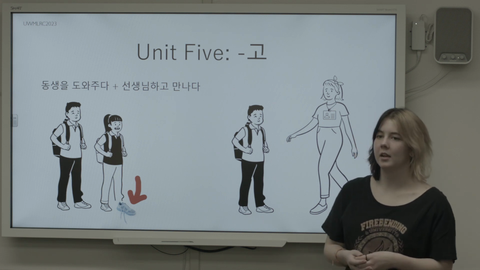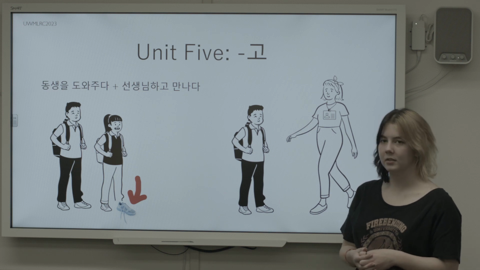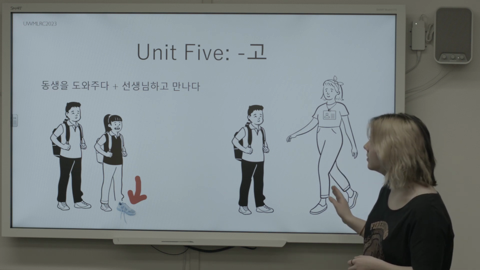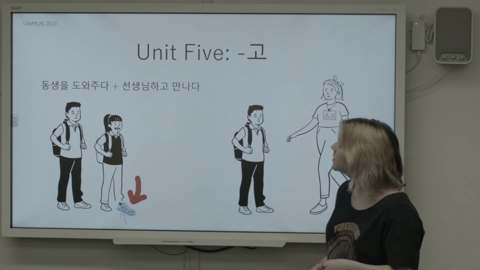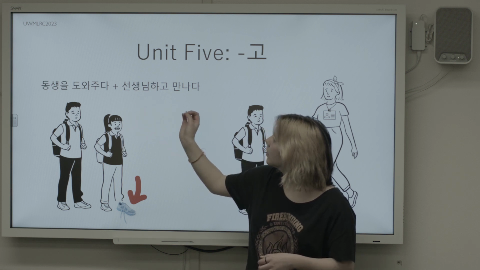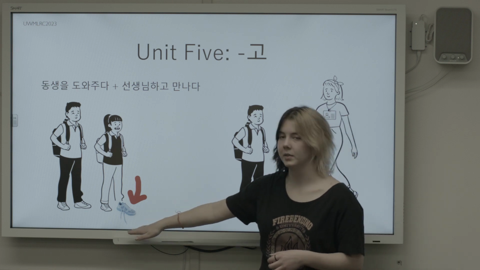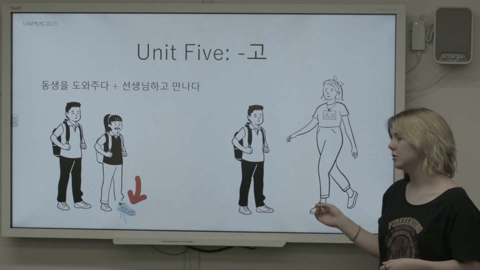동생 is a younger sibling. 동생을 도와주다, help. 선생님하고 만나다, to meet with your teacher. 동생을 도와주고 선생님하고 만났어요. I helped my sister probably tie her shoe, and I met with my teacher.